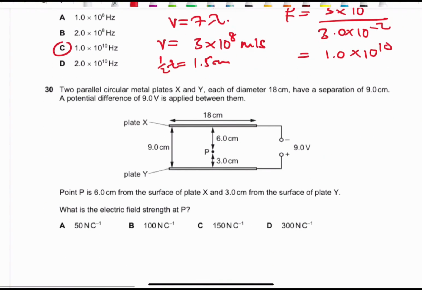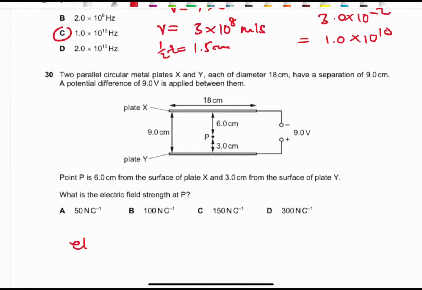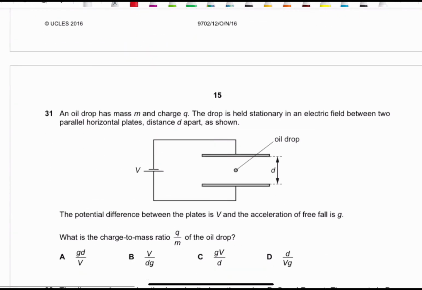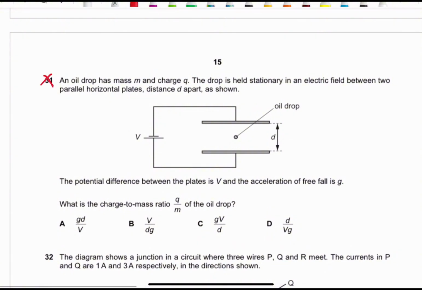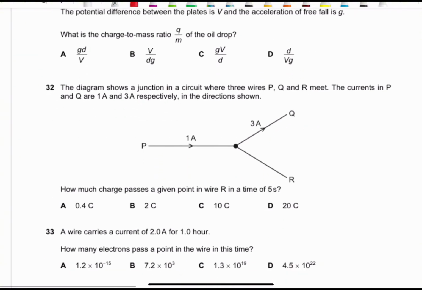Okay, so question 30. This is a question on electric fields. Okay, if you're doing the Cambridge syllabus from 2022 onwards, they've been removed from our syllabus, so we won't be covering them. We won't do number 30. We won't do number 31, and we'll start from number 32, okay?